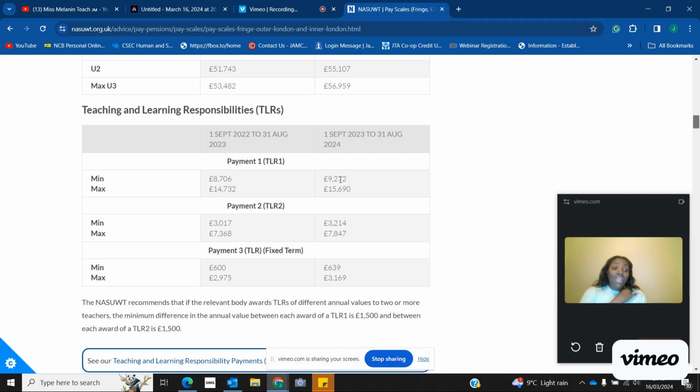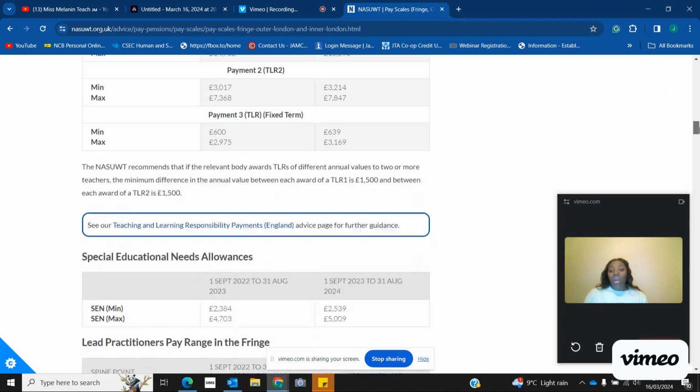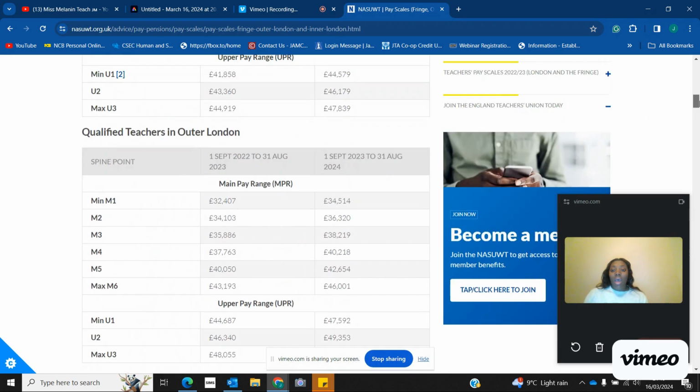TLR 1 is always the highest. It starts at 9,272, and maximum 15,690. Okay.